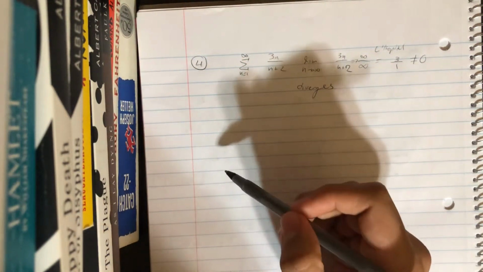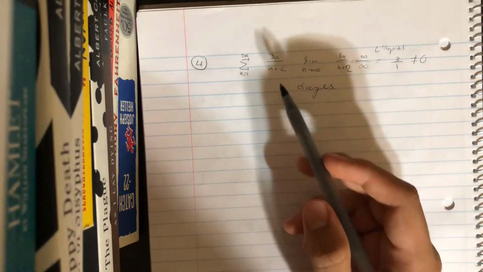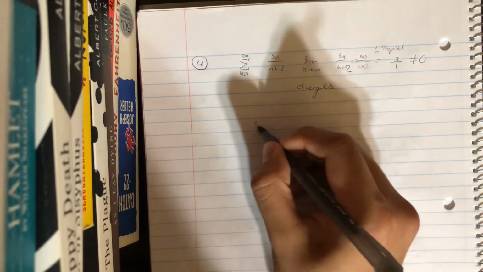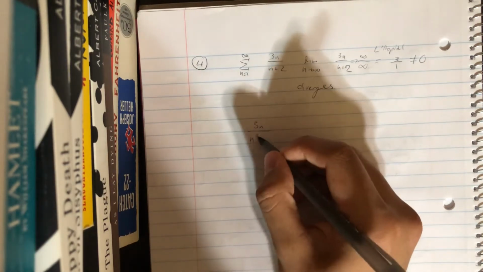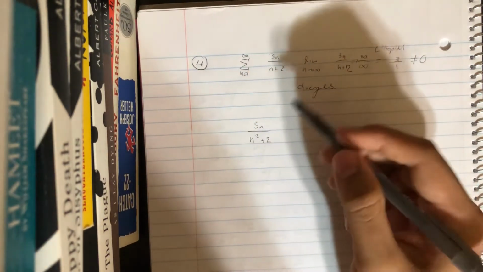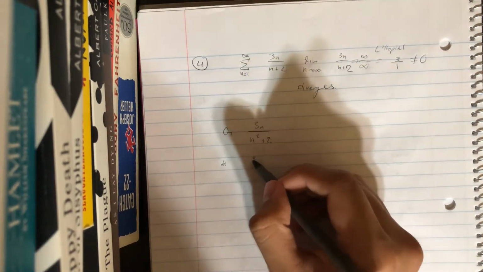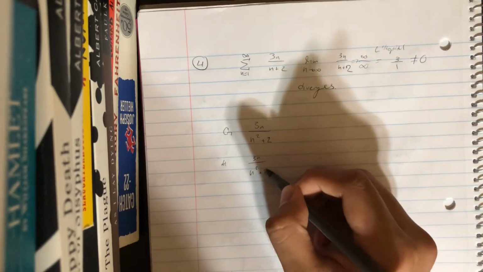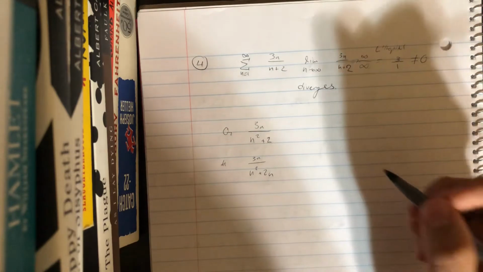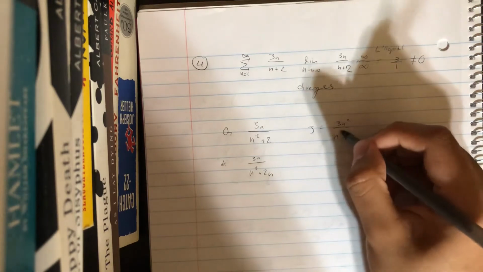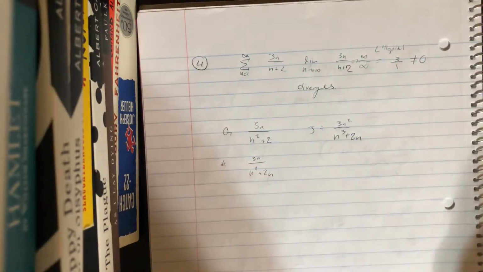Now, you would do the nth term test for divergence for all of the rest of them, but looking at it, because G, H, and J are all pretty similar, right? They have 3n over n squared plus 2, right? This is G. And then H is 3n over n squared plus 2n. And then J is 3n squared over n cubed plus 2n, right?